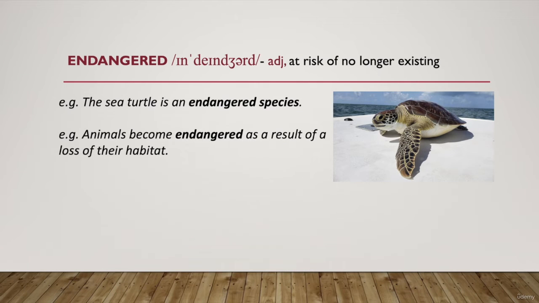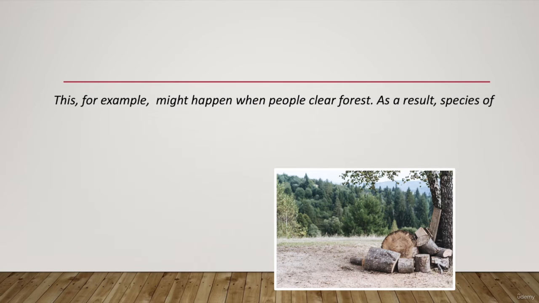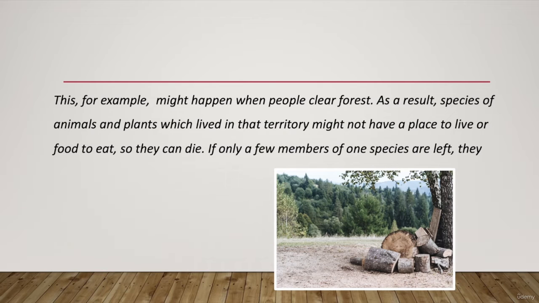Another example, animals become endangered as a result of a loss of their habitat. In other words, if animals lose their homes, they might stop existing. This, for example, might happen when people clear forest. As a result, species of animals and plants which lived in that territory might not have a place to live or food to eat, so they can die. If only a few members of one species are left, they become an endangered species.